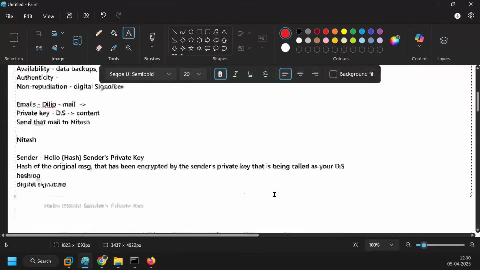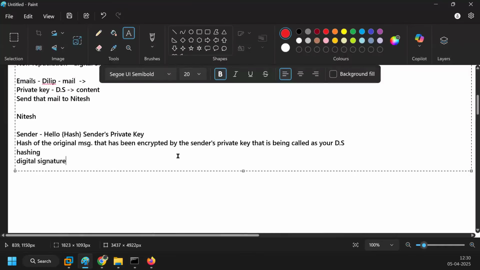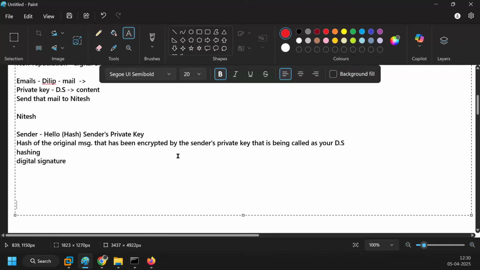What we are doing is we are not making the hash of the whole data. Instead, let's say I'm having a message like hello. After that, I will be creating the hash of it.